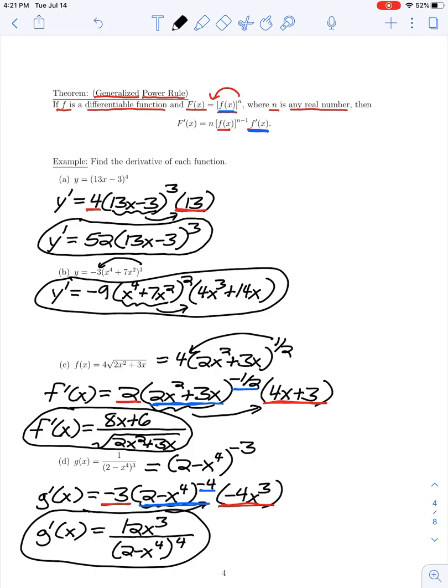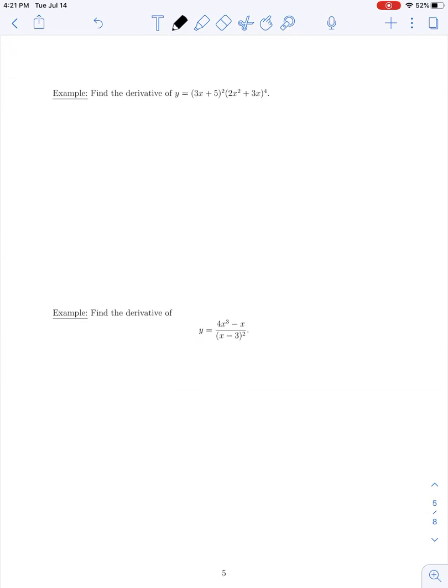All right, so a few examples making use of this generalized power rule. So let's look at a couple of others, maybe combining some of the rules that we've been looking at in the last couple of sections. So here we're asked to find the derivative of y, which is 3x plus 5 squared, then multiplied by 2x squared plus 3x to the fourth. So here we're taking a product of two different composite functions.